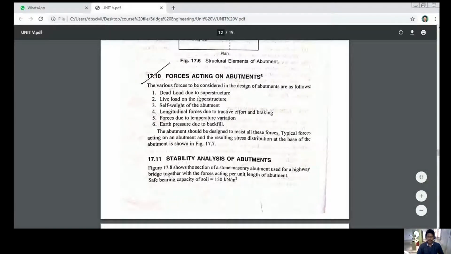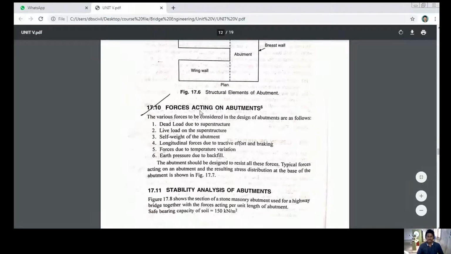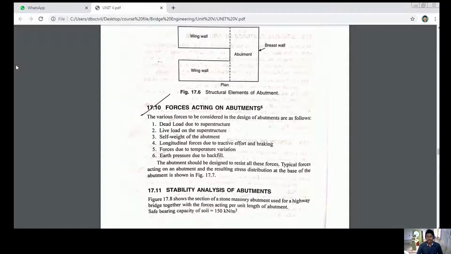Okay, fine. What are the forces acting on abutments? The various forces to be considered in the design of abutments are: first one is dead load due to superstructure. I have discussed the forces acting on piers in the earlier section of part 3. Now it comes to forces acting on abutments. First one is dead load due to superstructure.